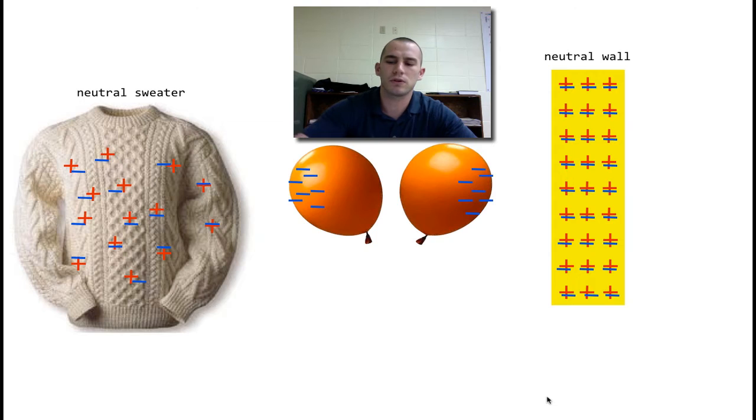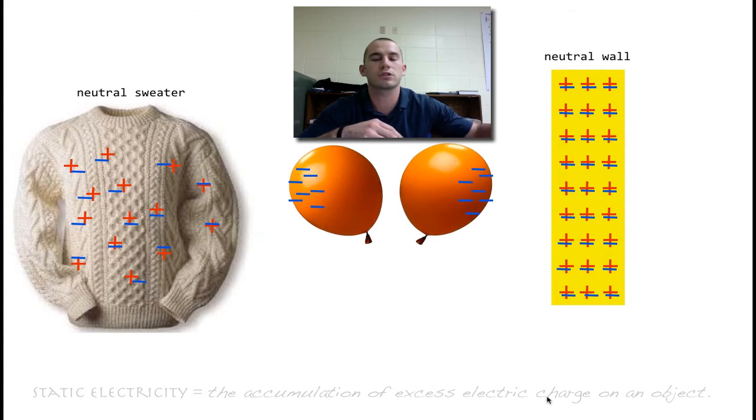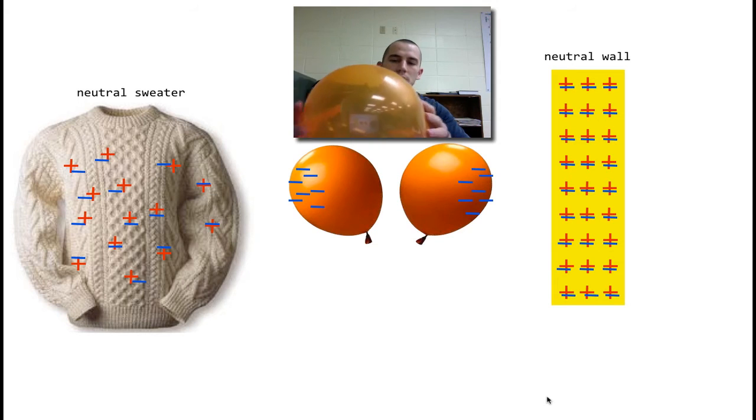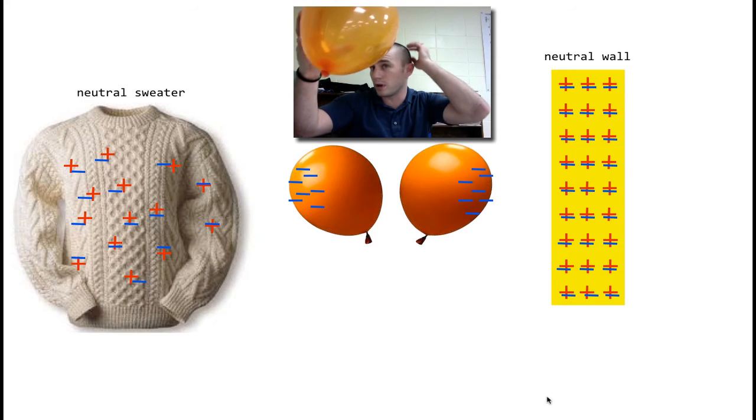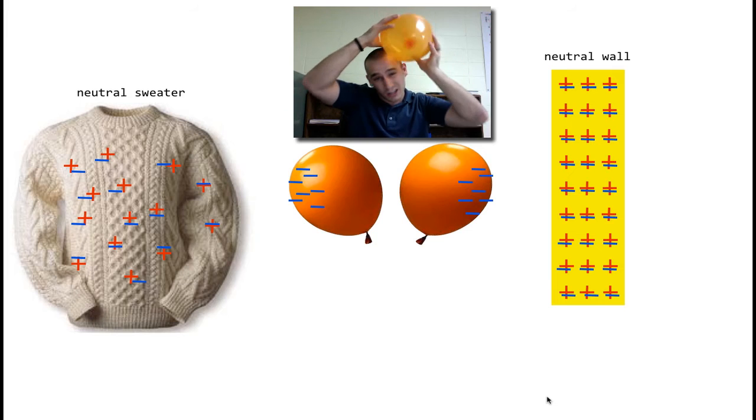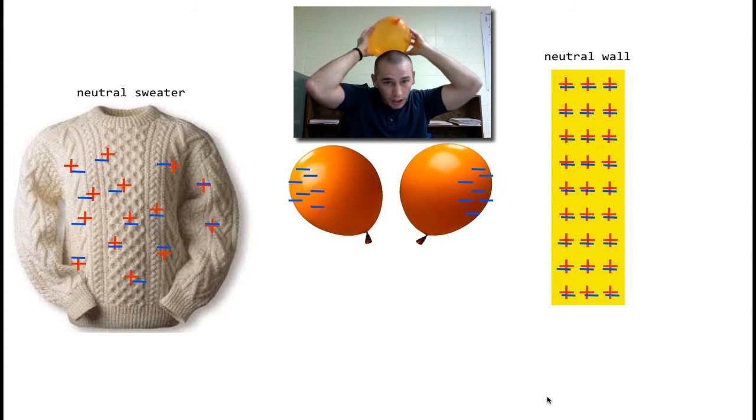If you've ever seen a balloon stick to you, that's because of static electricity. Static electricity is the accumulation of excess electric charge on an object. So if I had a balloon here, how could we get an excess of negative charges on it? If you've ever rubbed it on your hair and it stuck to you, so I could rub this on my head here. Of course, I don't have a lot of hair, it'd probably work better, but I can actually feel the static electricity building up.